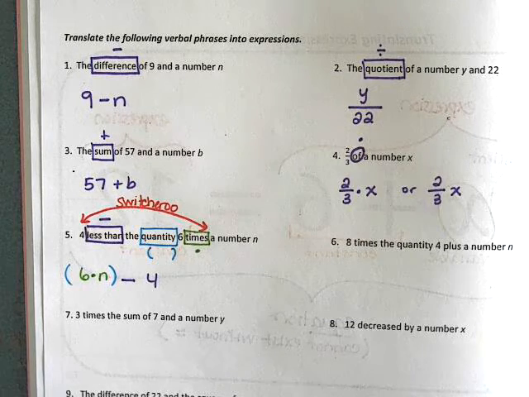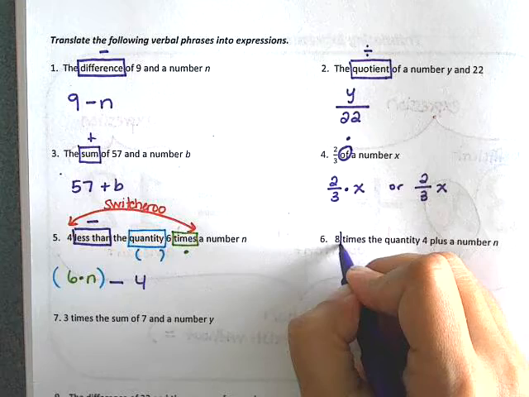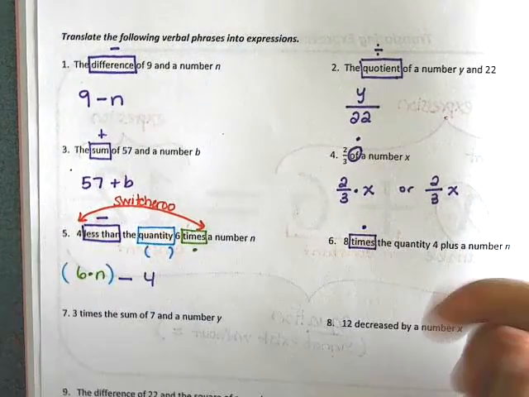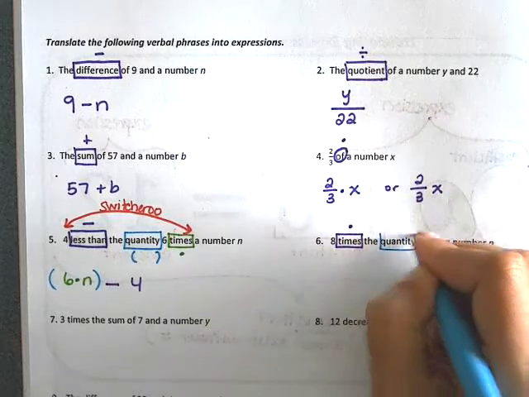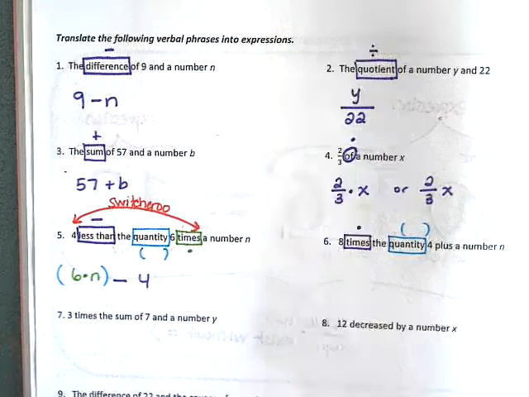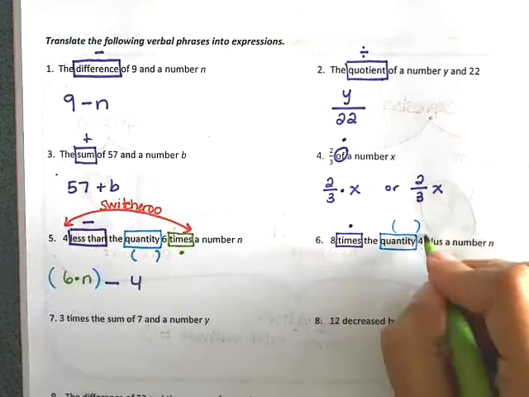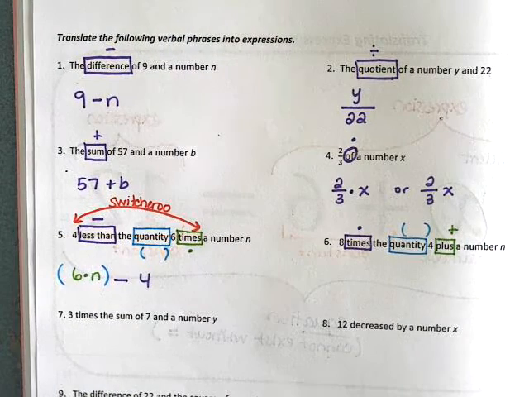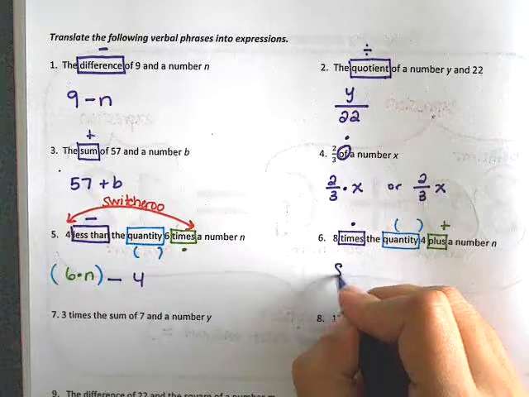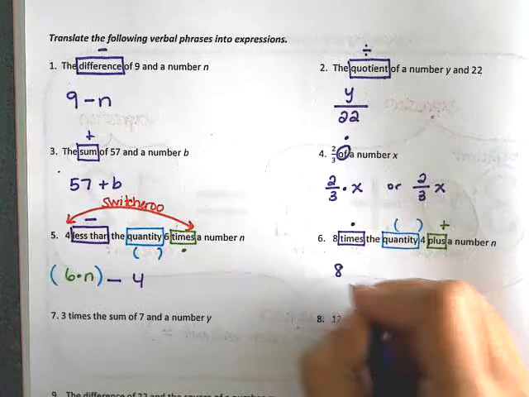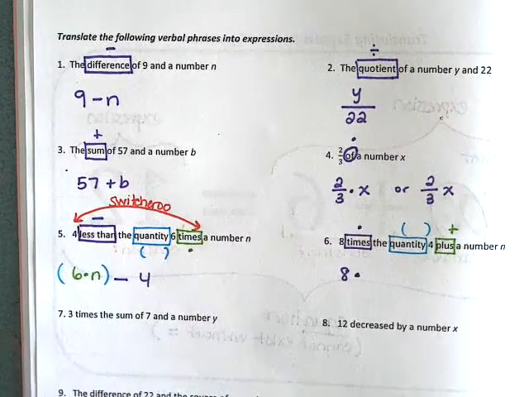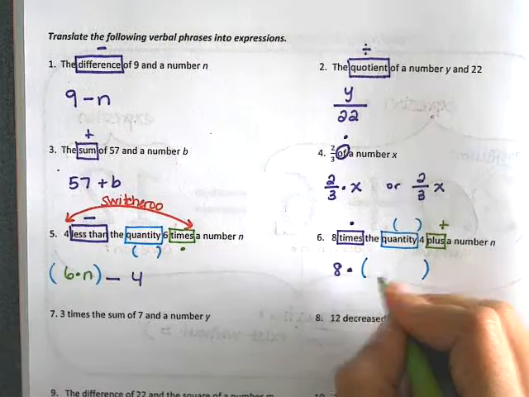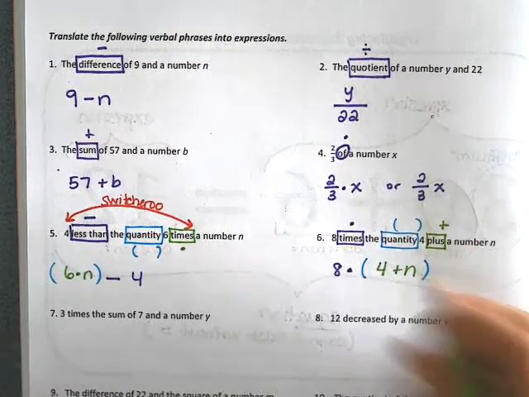8 times, times means multiplication. The quantity, quantity means put a parentheses around what comes next. 4 plus, the word plus means put an addition sign, a number n. So you would write 8 times, now put a parentheses, 4 plus n.